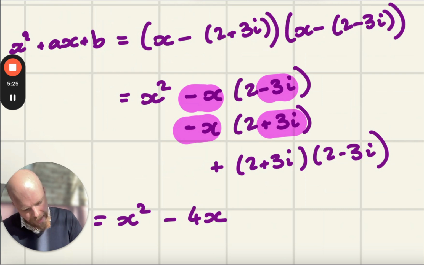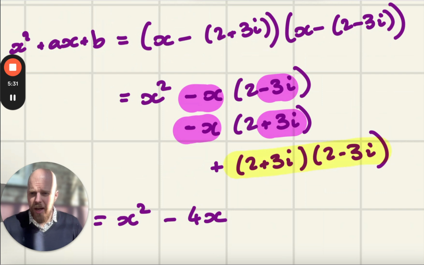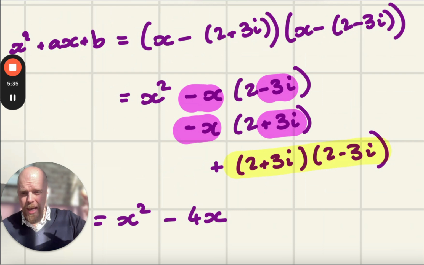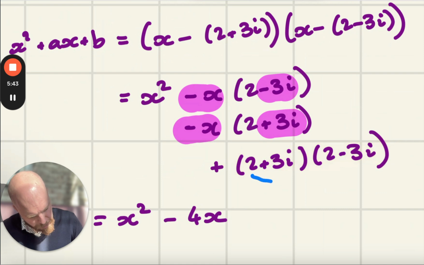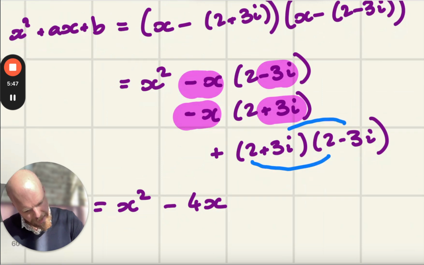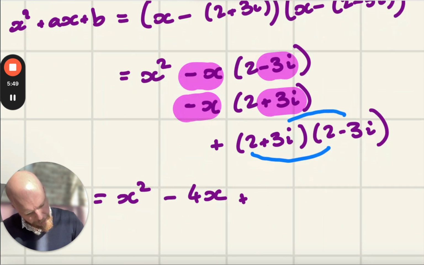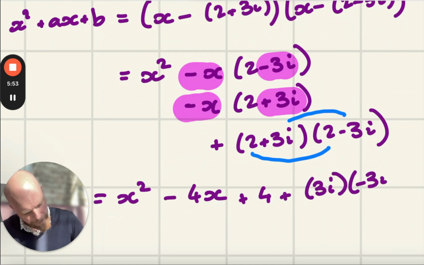Now, let's look at expanding this part. You should notice that this is the difference of two squares, because you have 2 plus 3i and 2 minus 3i. So what that means is the 2 times the 3i and the 2 times the minus 3i are going to cancel. All I need to focus on is doing 2 times 2, and then 3i times minus 3i. So 2 times 2 is 4. And then we've got 3i times minus 3i.